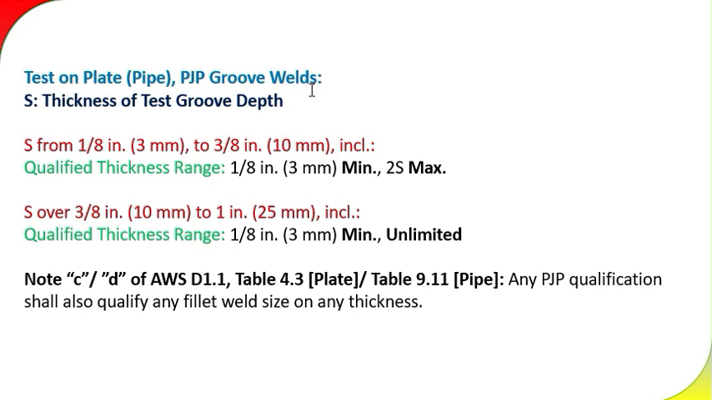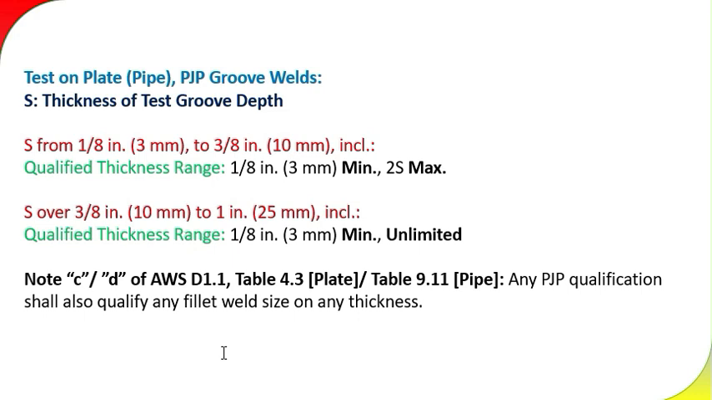If S is 3 mm to 10 mm, then the qualified thickness range is 3 mm minimum, and maximum is 2S, 2 times the thickness of the test groove depth. If S is 10 mm to 25 mm, then the qualified thickness range is 3 mm to unlimited. So this is the test on plate 5 PJP groove welds. So note C and D of AWS D1.1 table 4.3 plate and table 9.15.